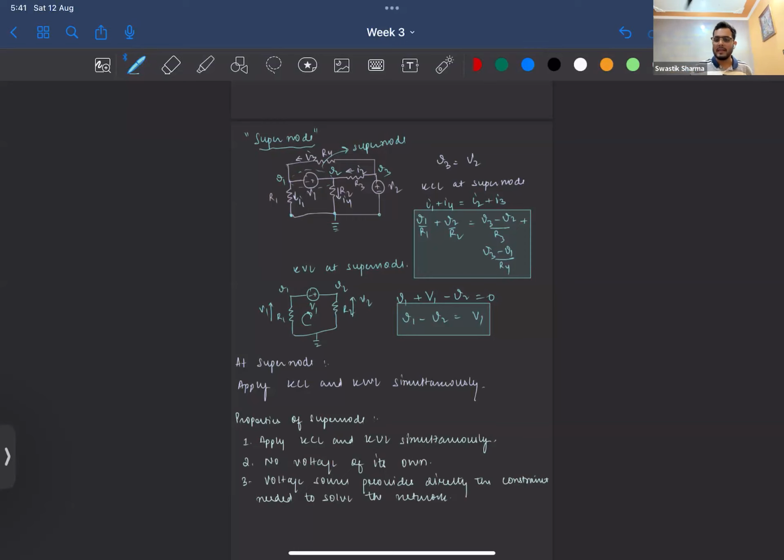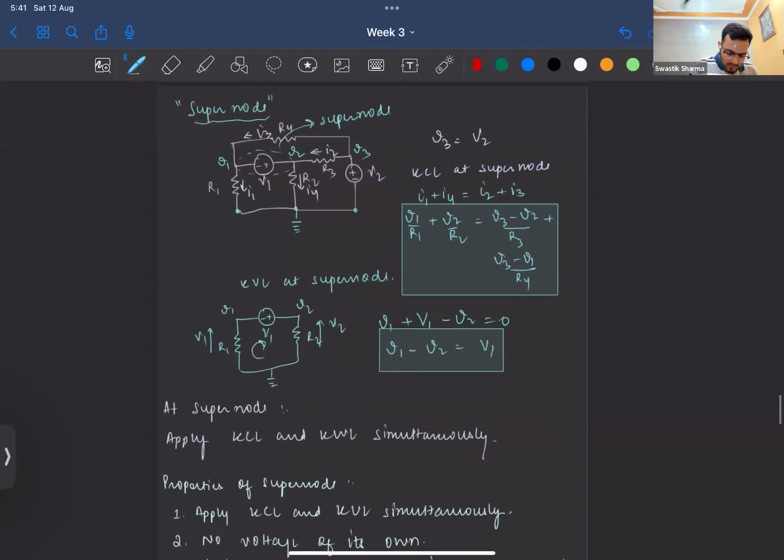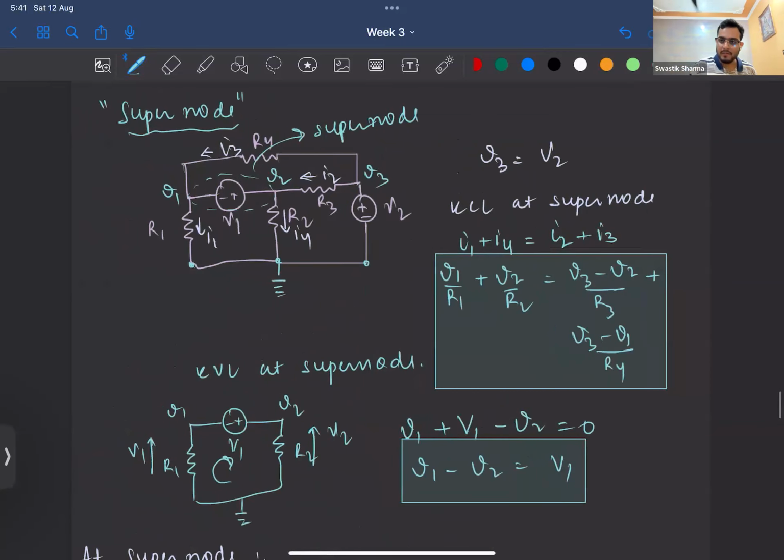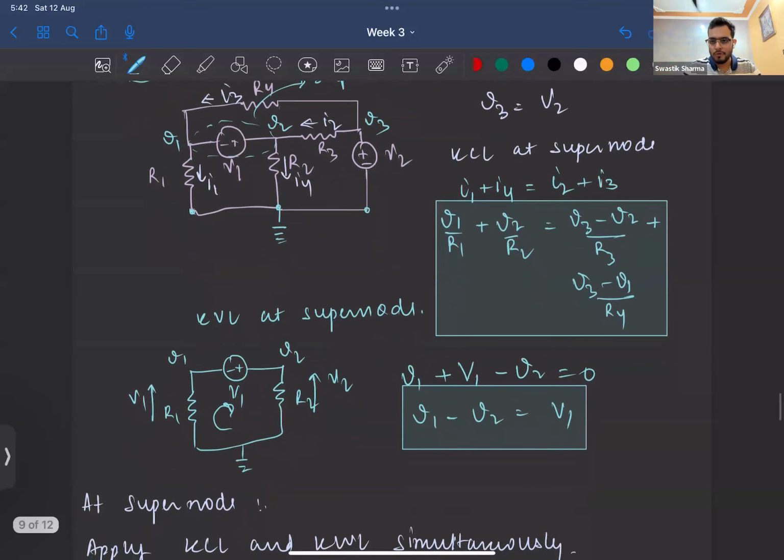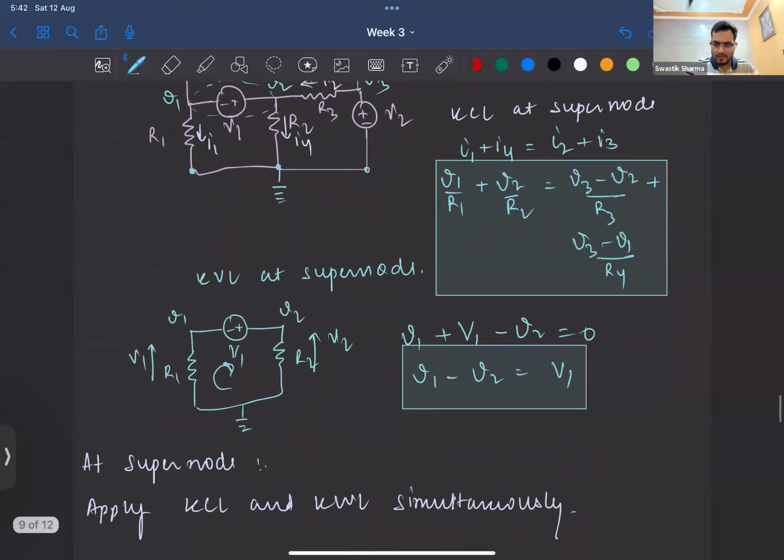At a supernode, you have to apply KCL and KVL simultaneously. For example, here there is a voltage source capital V1 connected between two non-reference nodes, small v1 and v2. You apply KCL: I3 and I2 are currents entering, and I1 and I4 are leaving. You use those to get an equation, and then you also use KVL at that supernode. You'll find that the difference between those two nodal voltages is equal to the voltage source between those nodes. Once you do that, life becomes easier for you.